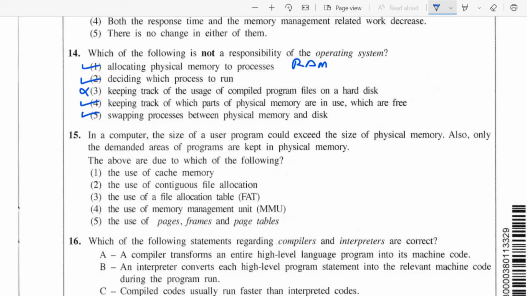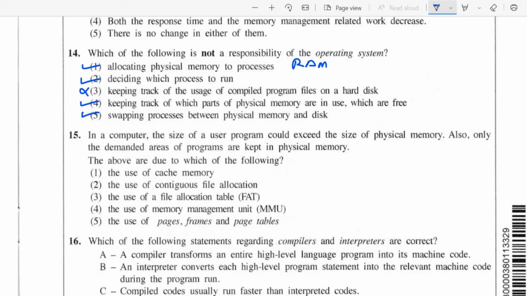The above are due to which of the following? The use of cache memory? No. The use of contiguous file allocation? No. So it's about fragmenting and defragmentation. The use of the file allocation table? No. File allocation table is used to track the data in the disk. The use of memory management unit? No. Memory management unit is used to translate the logical memory addresses into physical memory addresses.